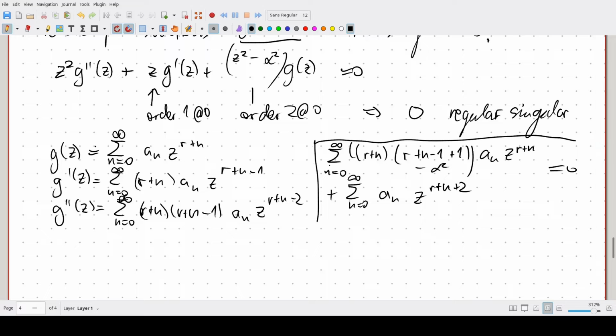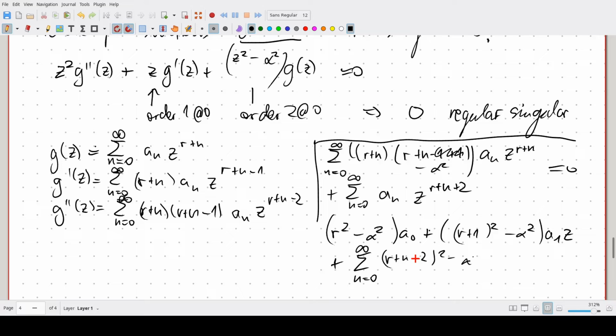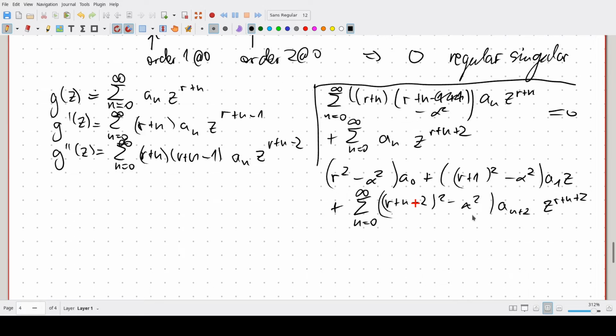And, well, we can split off the first two terms from this sum. So then we have (r squared minus alpha squared) times a naught plus ((r plus 1) squared minus alpha squared) a1 z plus a sum from 0 to infinity of ((r plus n plus 2) squared minus alpha squared) an plus 2 z to the r plus n plus 2, plus the sum an z to the r plus n plus 2.